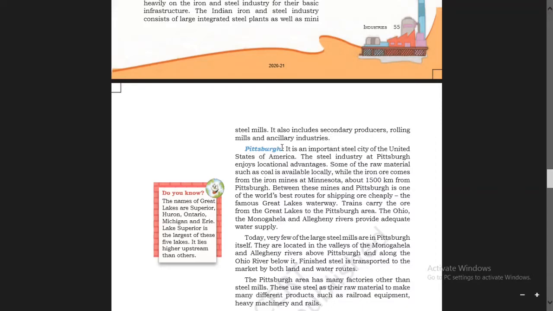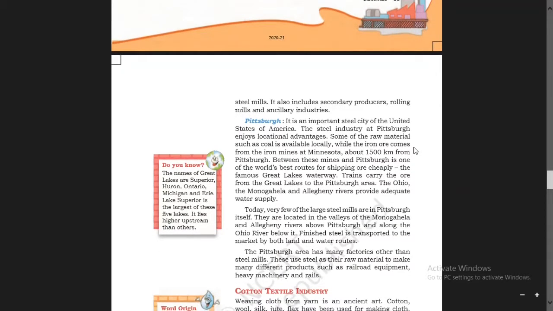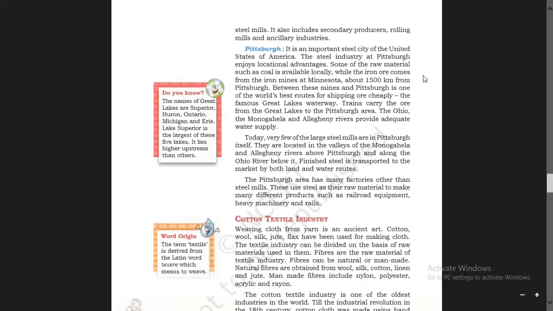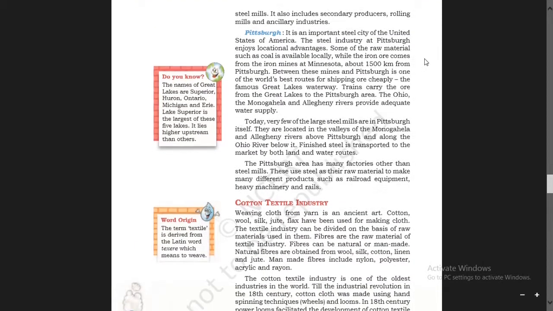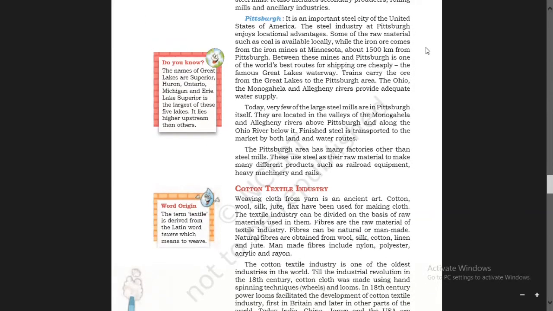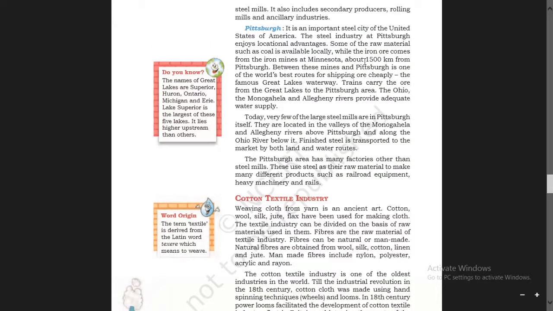Pittsburgh is an important steel city of the United States of America. The steel industry at Pittsburgh enjoys locational advantages. Locational advantages it used to get by this important steel city of United States of America.